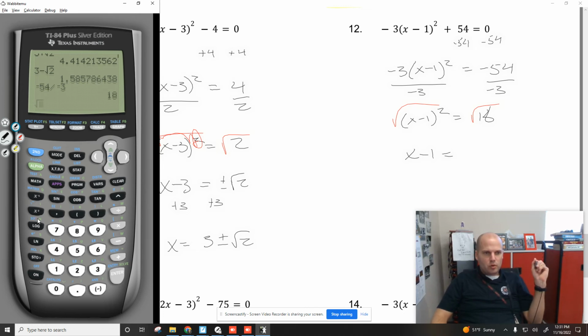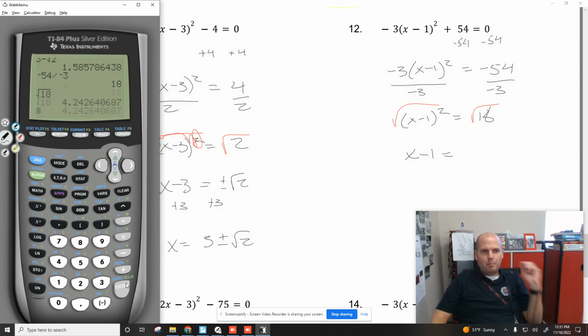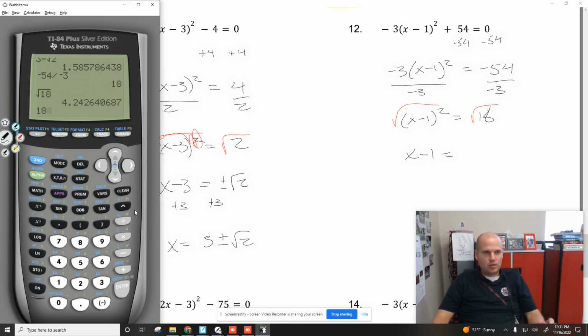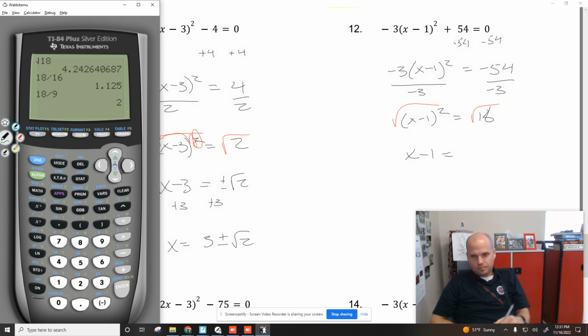I tried to do the square root of 18. Bad. I then tried to pull out the biggest perfect square, like 16, like 9, like 4, or 1, if that's the only thing you can do. 18 divided by 16, yeah, that's not going to work. 18 divided by 9. 9 times 2 is 18. Root 9 times root 2 is root 18. 3 root 2 is root 18.